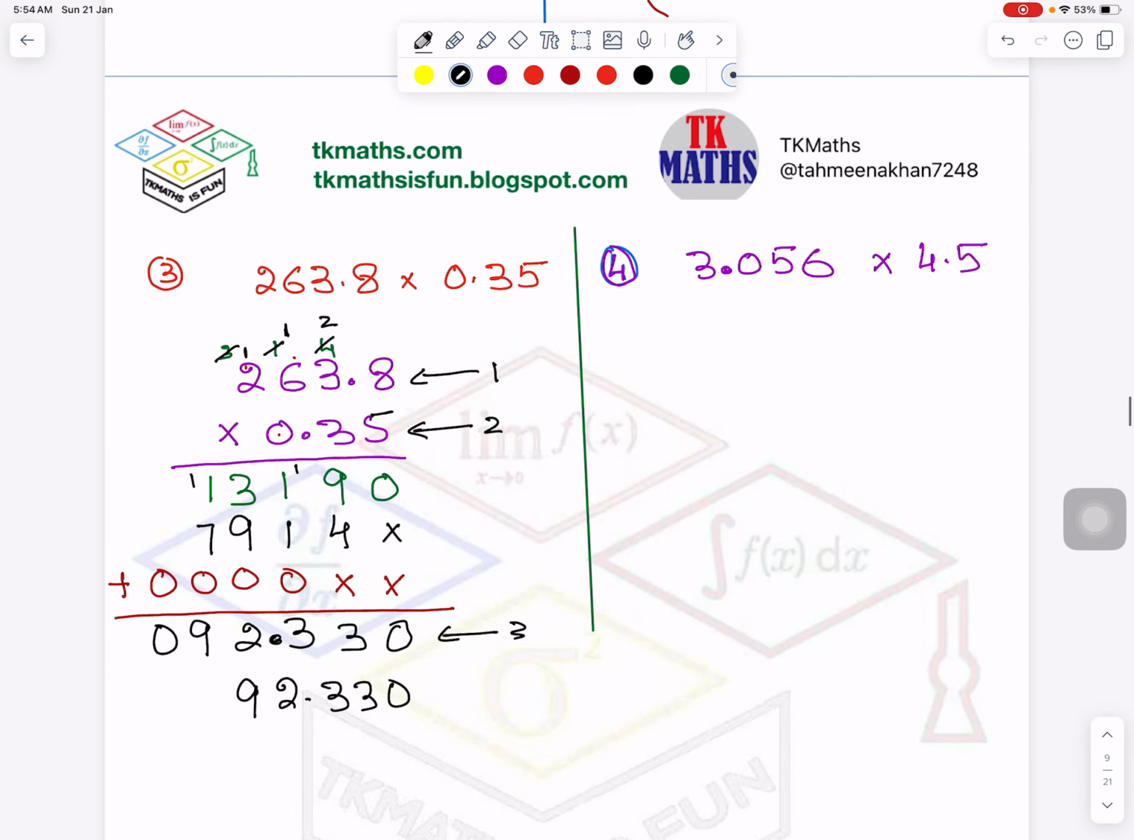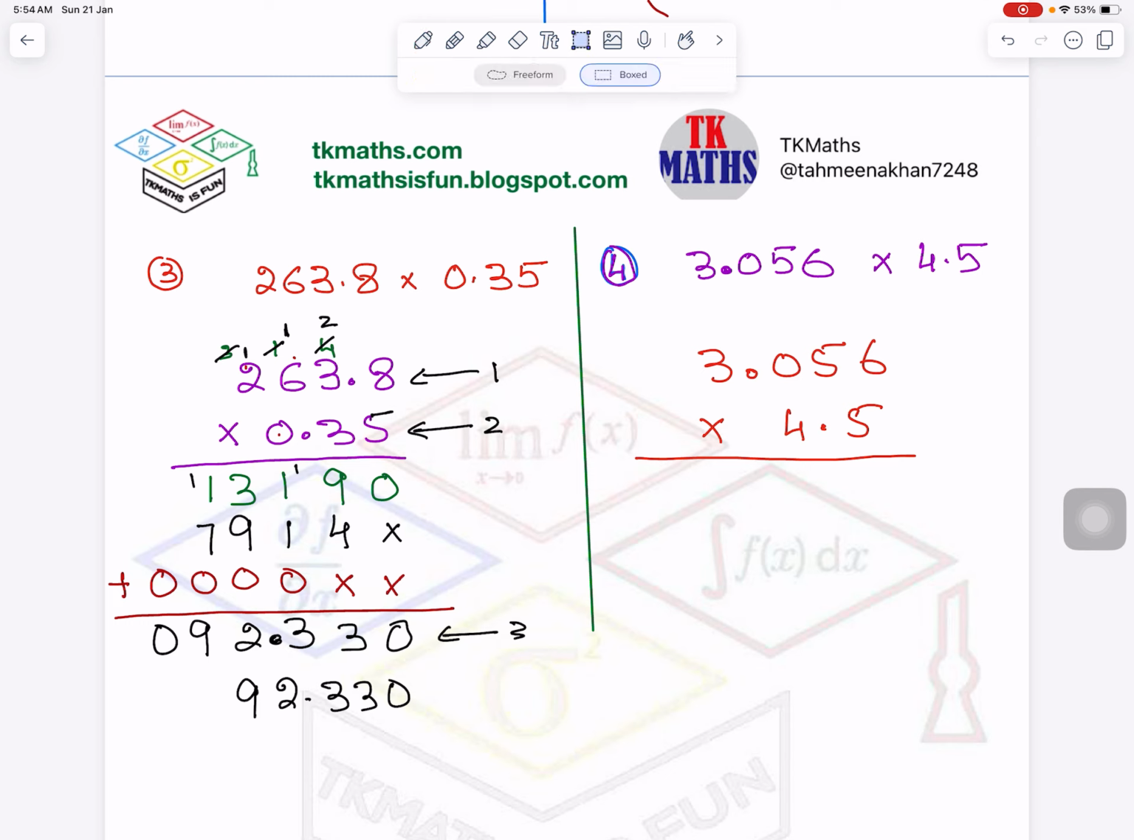Okay. Now let's do the last question, and in the next video we will do what? You have to test your understanding also. Okay, so now let's do this. 3.056 multiplied by 4.5. I'm repeating, it is not important to write decimal under decimal when you are doing multiplication. Okay, so now I will start multiplying by 5 first.